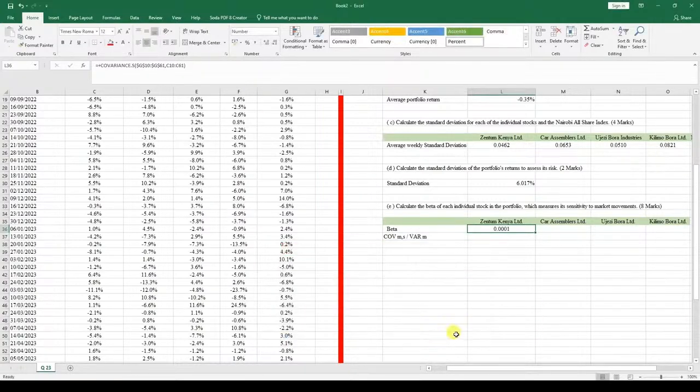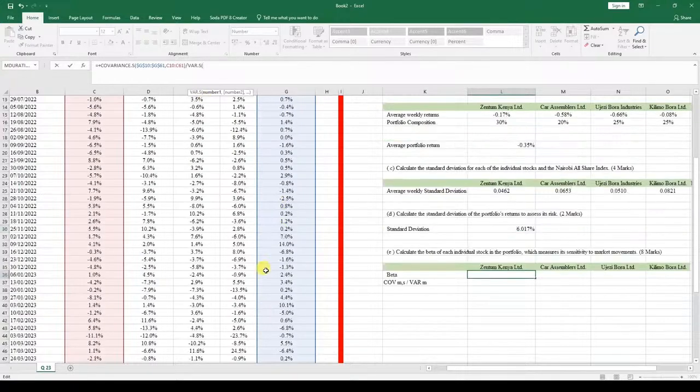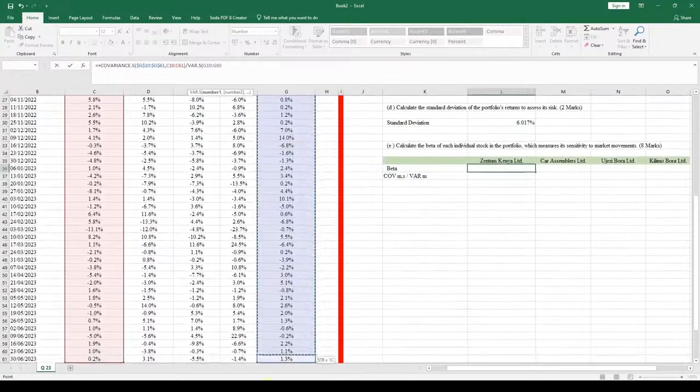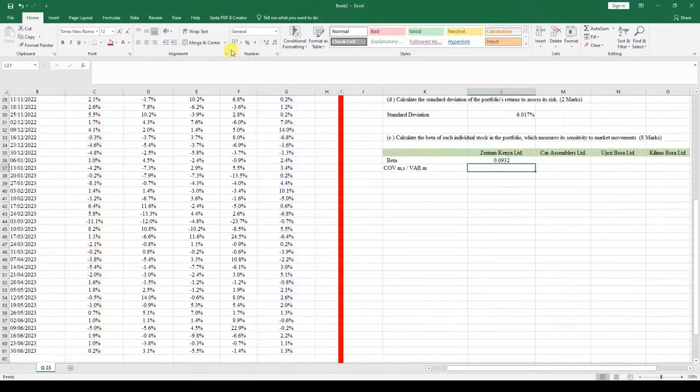we can say okay like that, because that's just the covariance, as you can see from the formula. Then we continue and say divided by the variance, not VAR.P but VAR.S, sample variance of the market. So we pick the variance of these values here and we lock it. So press F4 like that and we close the brackets. That there, that's our beta, 0.0932.